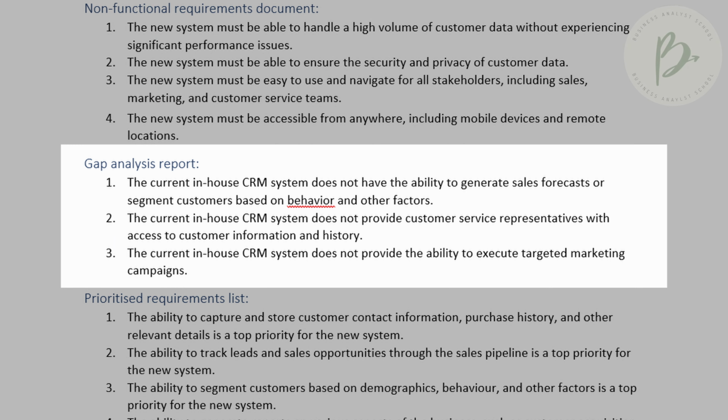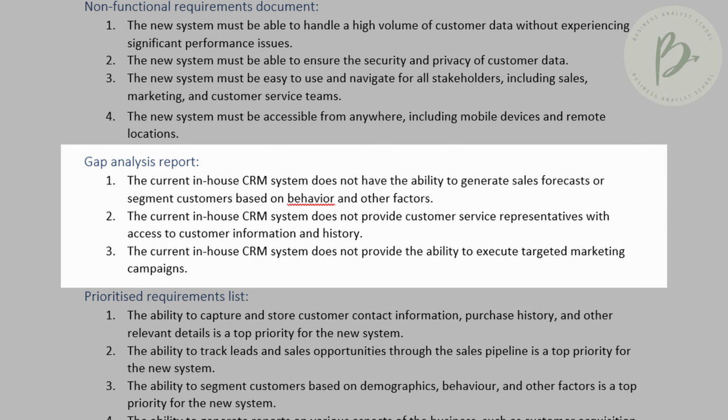From this, you also will provide a gap analysis report, which is just steps. You just need to write it in whatever document it is you're creating. So in the gap analysis, what exactly does our current system not have that is a gap that we need to fill? This includes that the current in-house CRM system does not have the ability to generate sales forecasts or segment customers based on behavior and other factors. So it must have been creating some workarounds in the current processes or a few manual things, right? So that's a gap that we would like to fill.